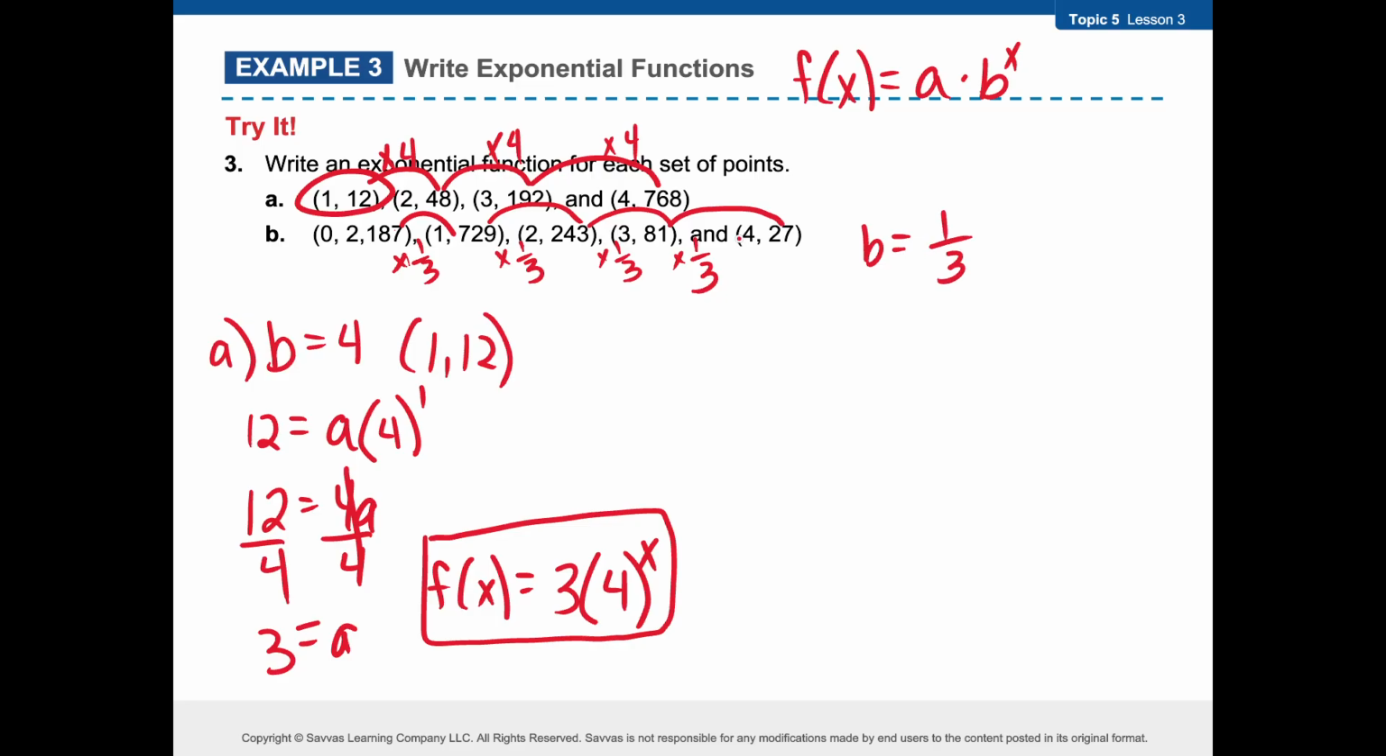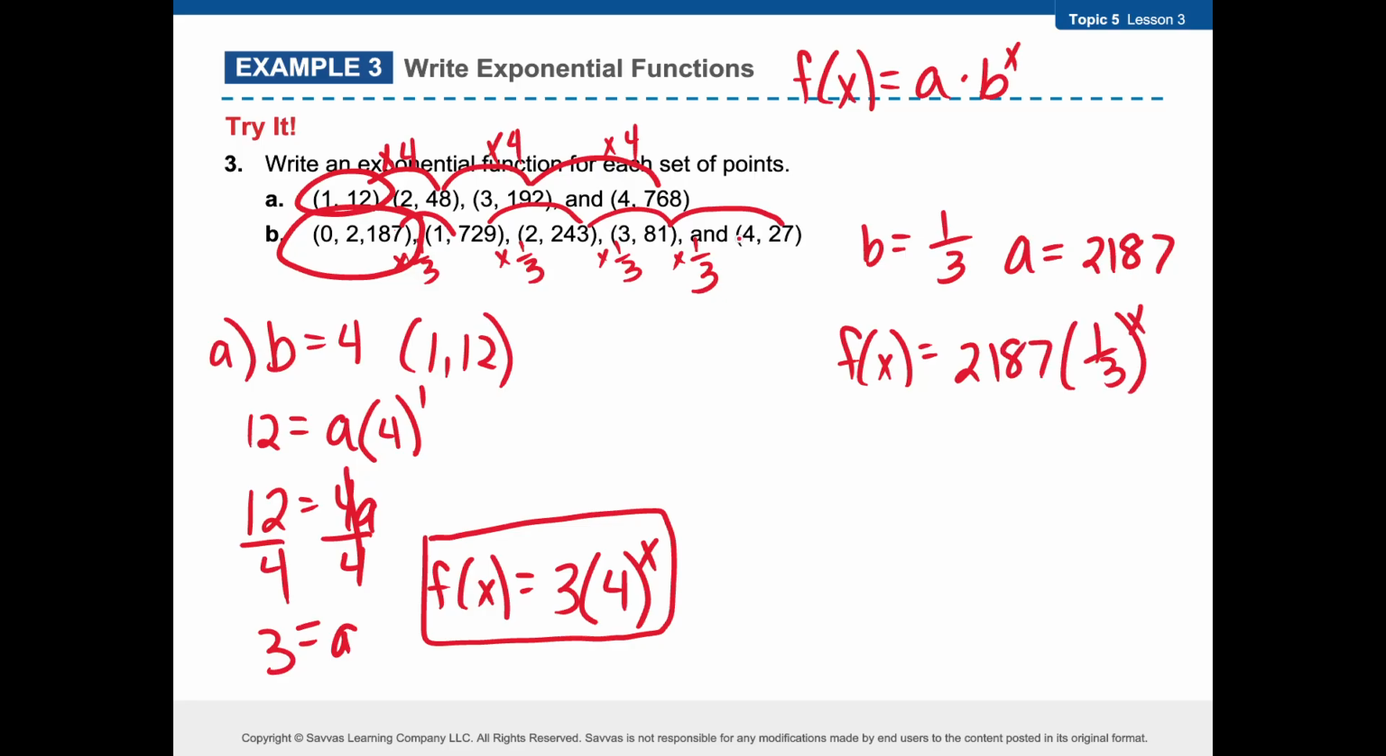Now looking at your ordered pairs, they are giving you your a already. Your a again is your y-intercept. So this one already has my a, so I don't need to do all of this work unless you want to. So this would be f of x equals 2187 times 1/3 to the x power, my exponential form.